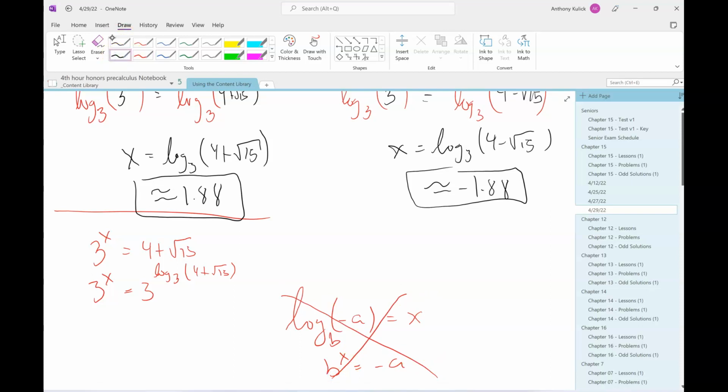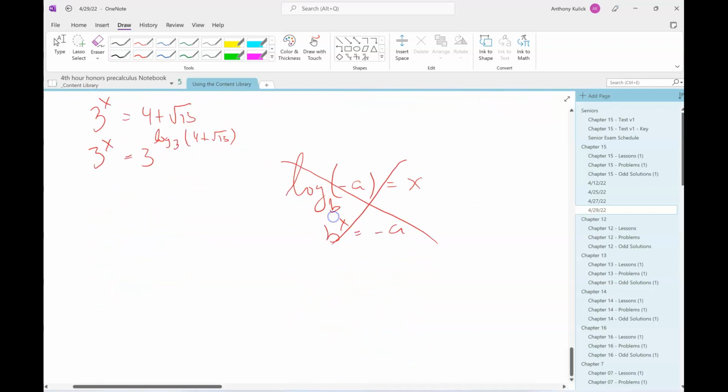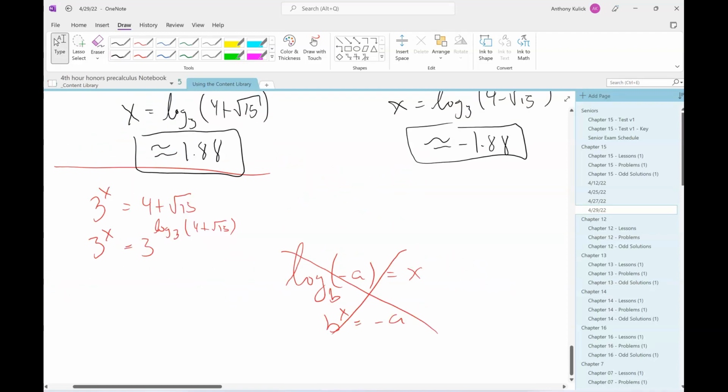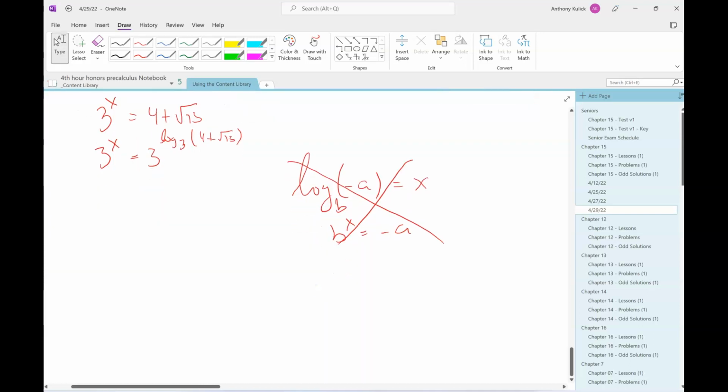Everybody cool? Most of the time your answers are fine. You solve the exponential equation, it works, but it doesn't have to, if your solutions to the quadratic were negative or 0. The base of an exponential or a logarithm cannot be negative, or 0, or 1.